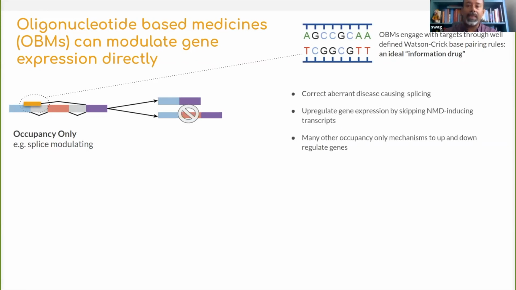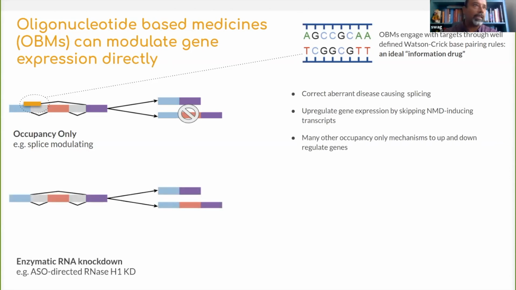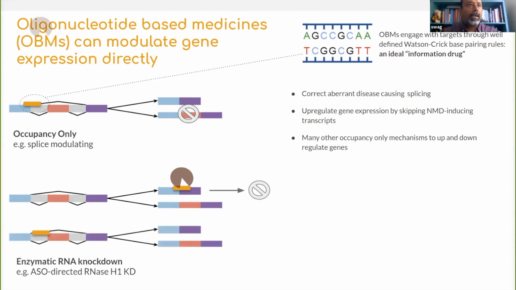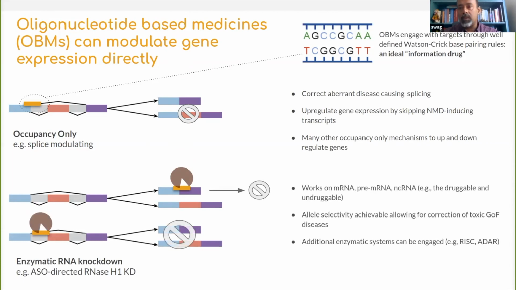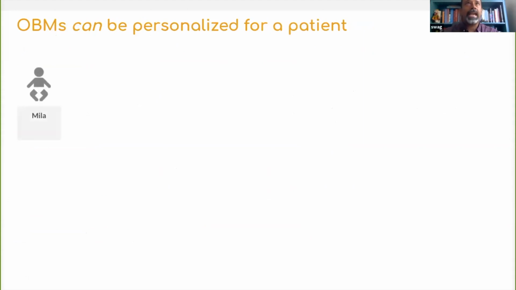And there are several mechanisms within these effects that are either occupancy only, which leads to splice modulation, or enzymatic action, which leads to knockdown in the case of siRNA or ASO. Or splicing modulation, which is what I'm showing by this animation. The key point is it works on the mRNA, it works on the pre-mRNA, which traditionally is undruggable. It works on non-coding RNA. It can be highly allele selective, so we're correcting for toxic gain of function diseases. It has generally good distribution, at least antisense oligonucleotides, in kidney, liver, eye, brain, lungs. It can be used to additionally engage other enzymatic systems. And the story is, it can be personalized for a patient.